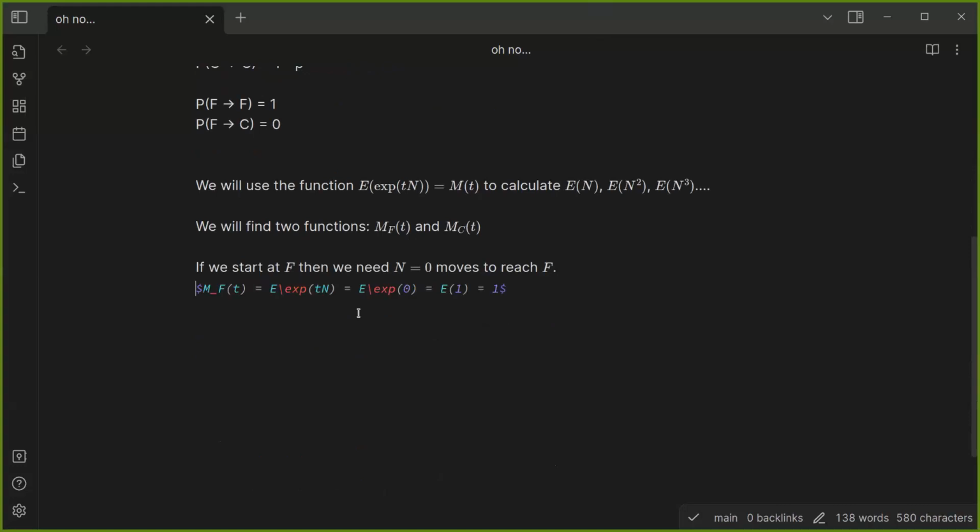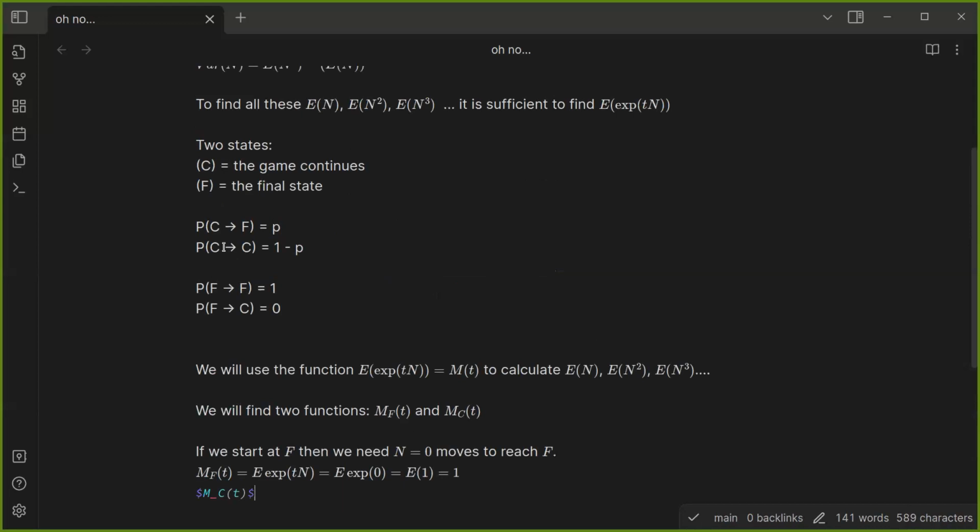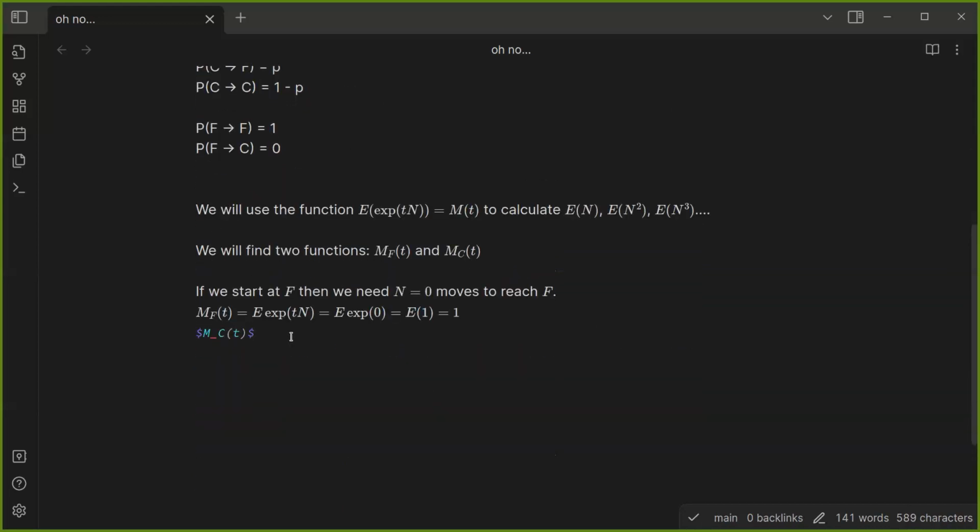Okay, let's calculate the second one. And we will use first step analysis. Let's consider what happens after one move. Okay, we calculate MC of T. So now we are starting at the node C, and we calculate this expected value.